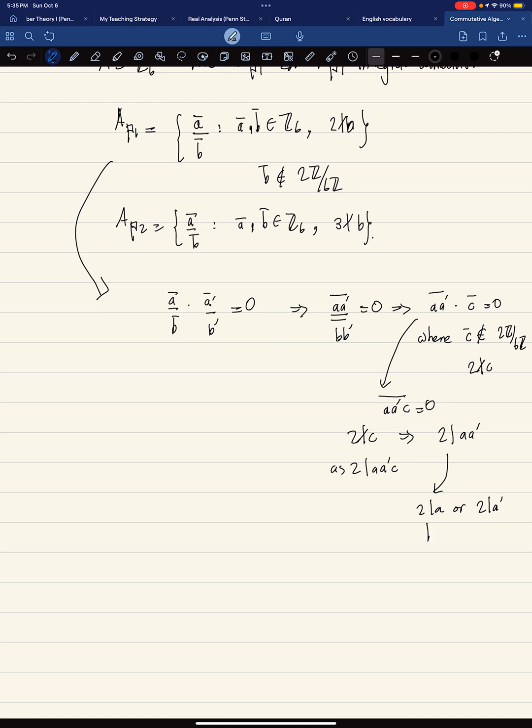Okay, so if 2 divides a, then a times 3 is equal to 0 and 3 belongs to 2Z over 6Z. And if 2 divides a', then a' times 3 is equal to 0, and again the same. So this shows that a over b is equal to 0, or a' over b' is equal to 0.